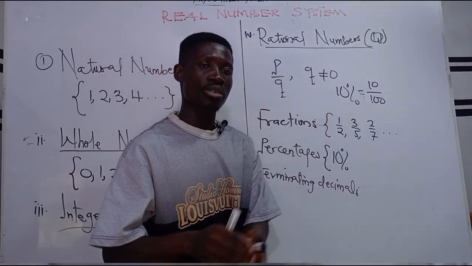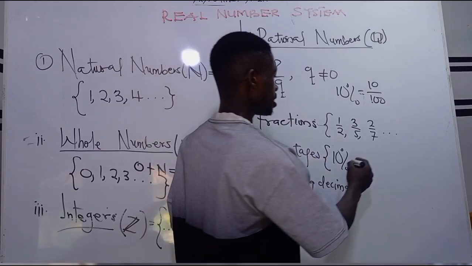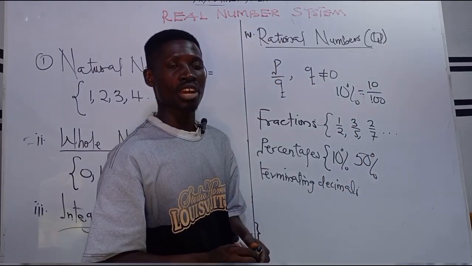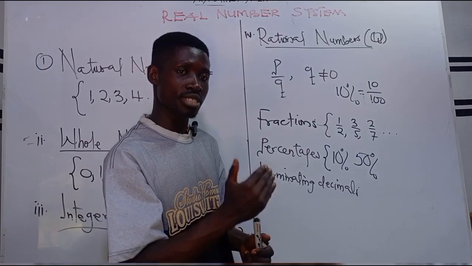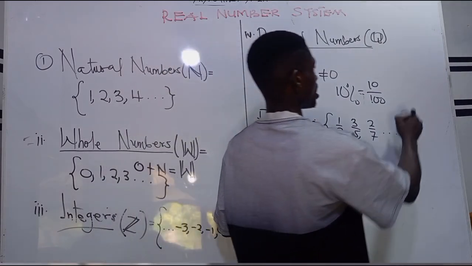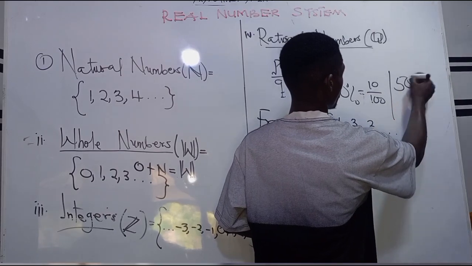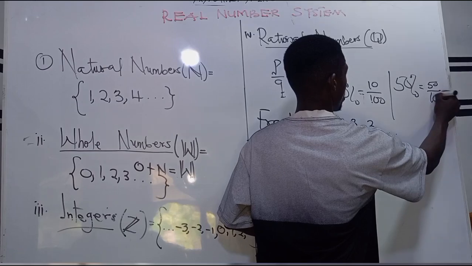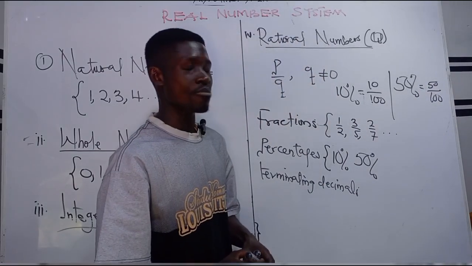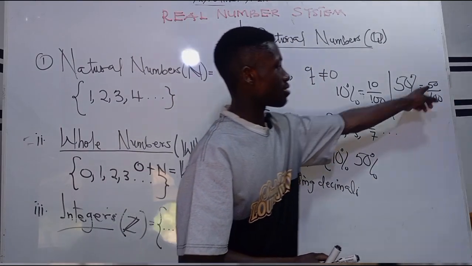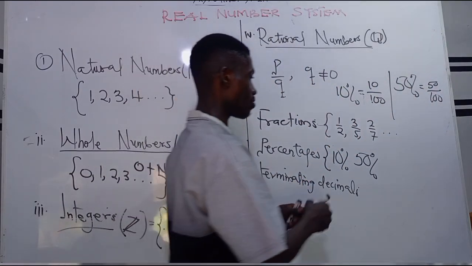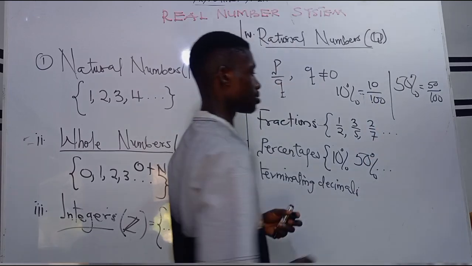So we have expressed 10% as a fraction of two numbers. Another example of a number written in a percentage form is, let's say, 50%. And we all know that 50% means 50 over 100. So we have been able to express 50% as a fraction of two numbers, and so on.